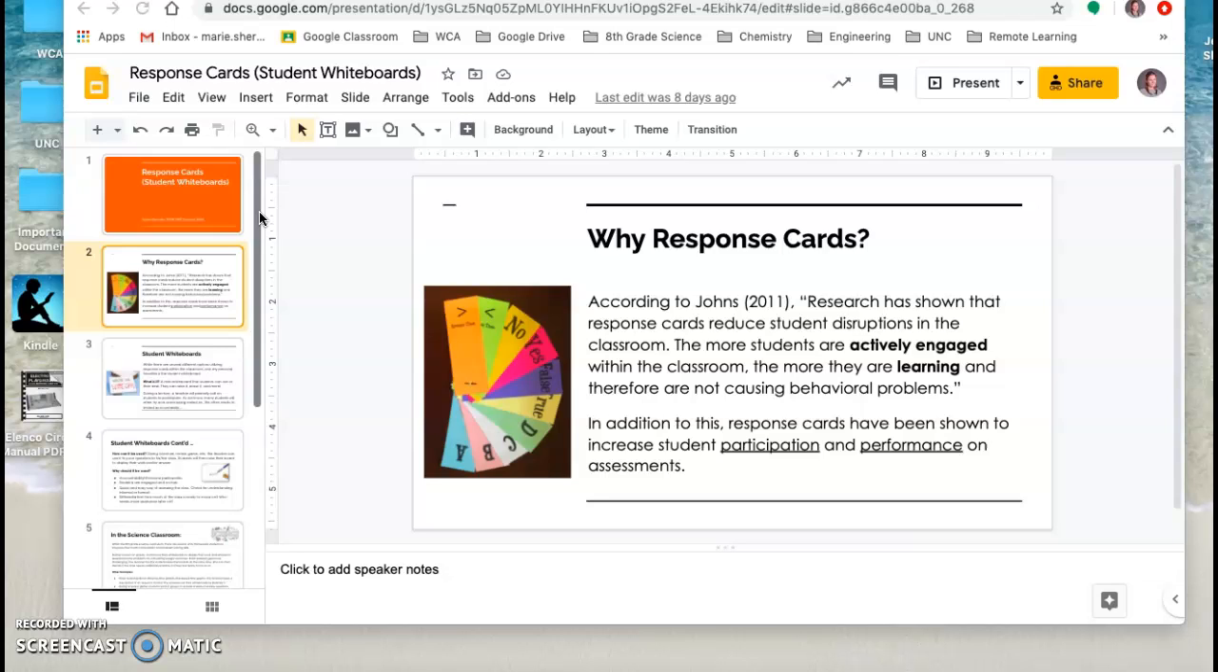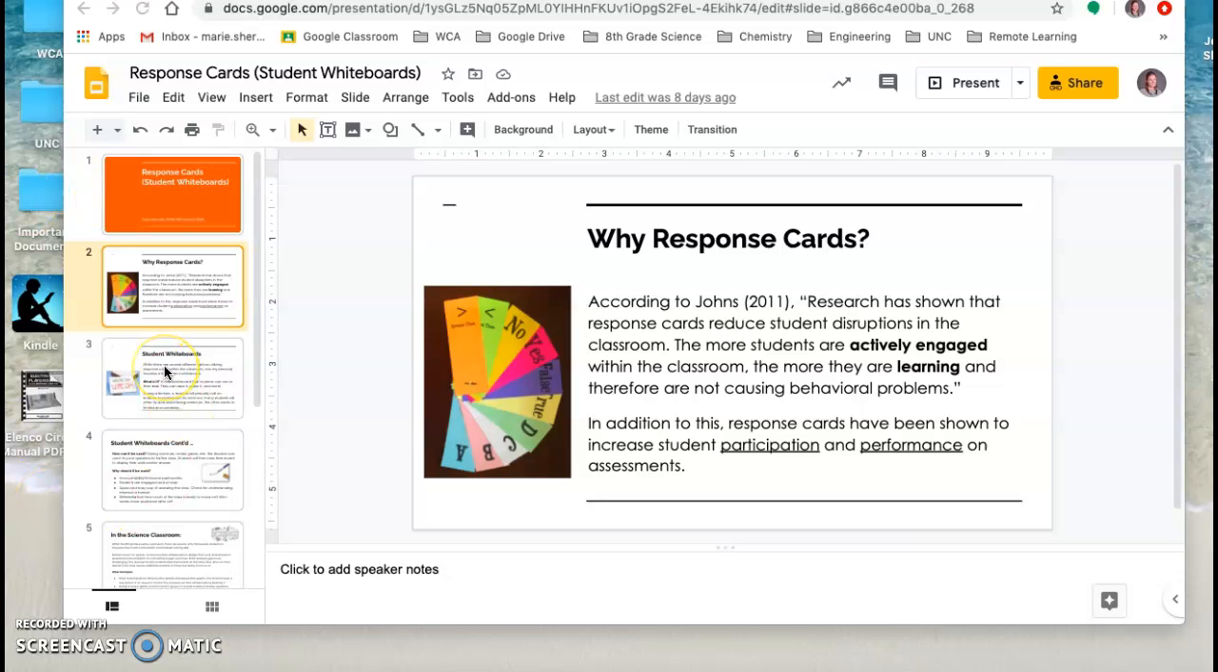It was mentioned in the Johns textbook. Research has shown that by utilizing this adaptation, it not only reduces student disruptions, but it's a way to get students to be more actively engaged within the classroom. As a result, not only are you increasing student participation levels and holding all students accountable, research has also shown that it has led to higher performance on student assessments.